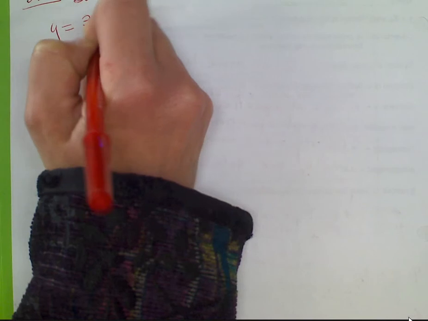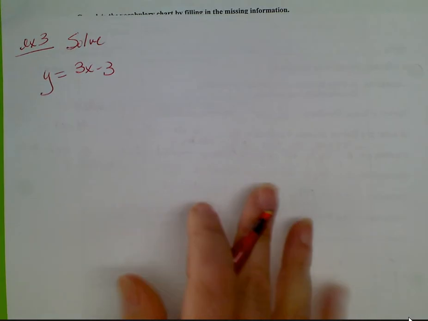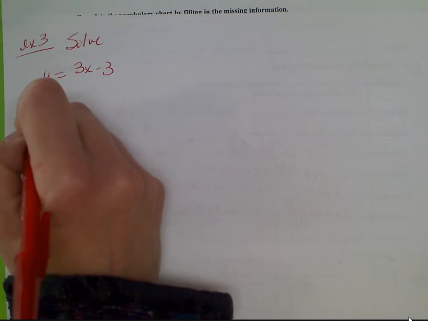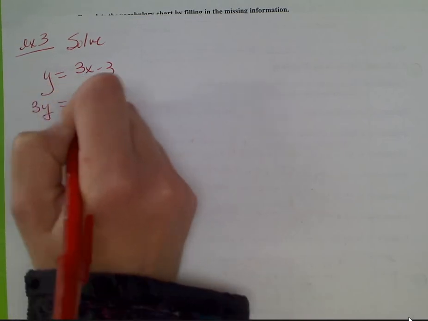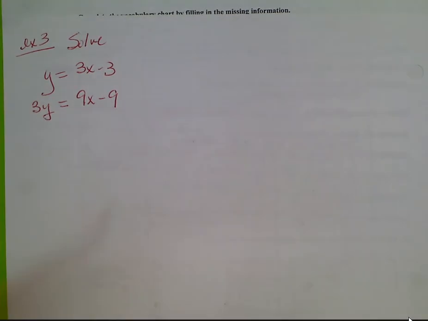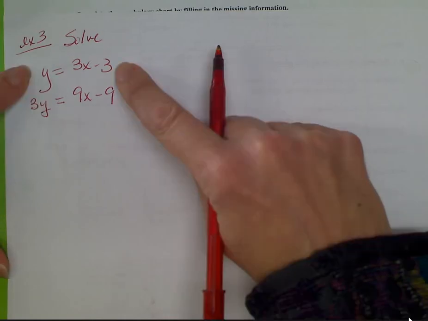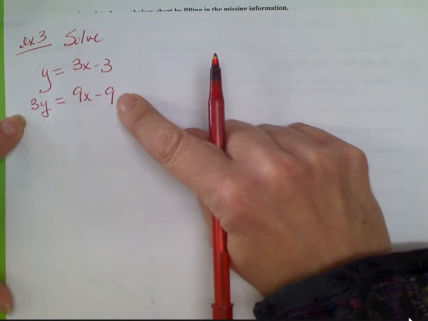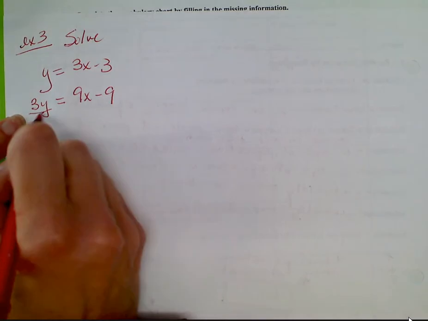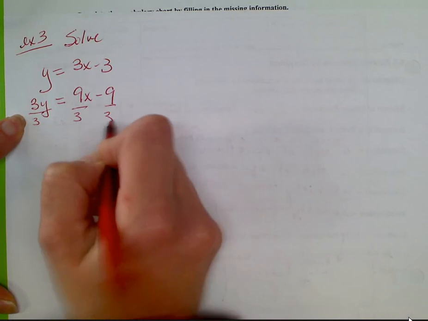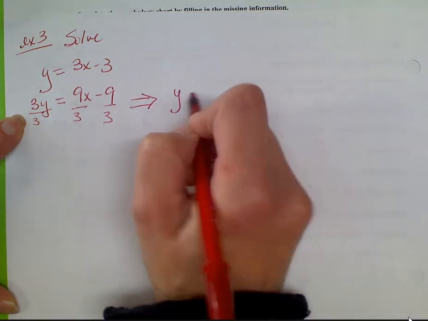All right, this one's going to be solved by graphing also. Y equals 3x minus 3. And my second one's going to be 3y equals 9x minus 9. Hannah, what's different about this equation than this equation? Good, the y isn't by itself. So let's divide everything by 3. So now I get y equals 3x minus 3.